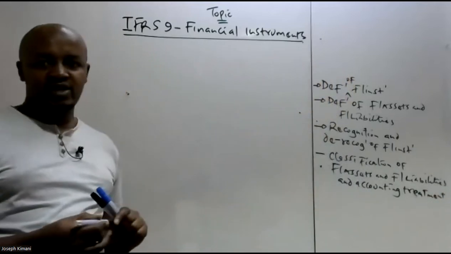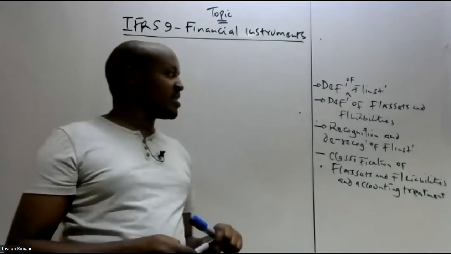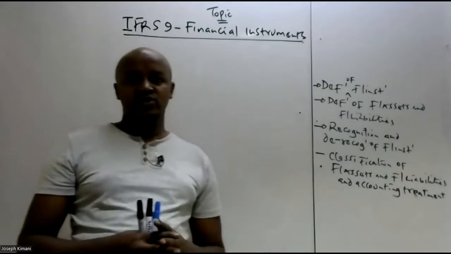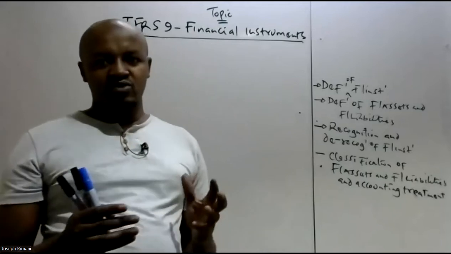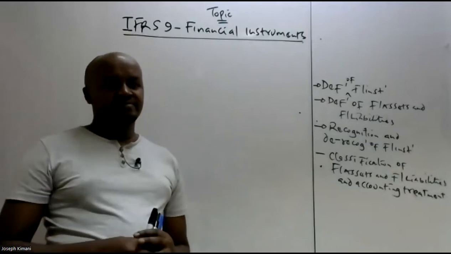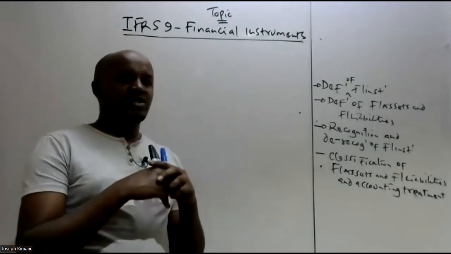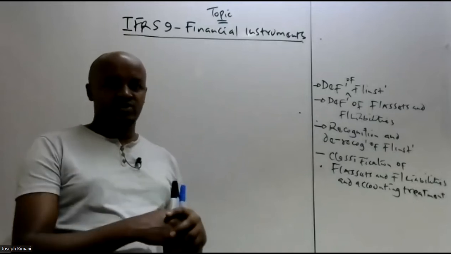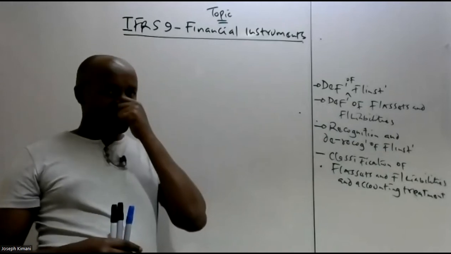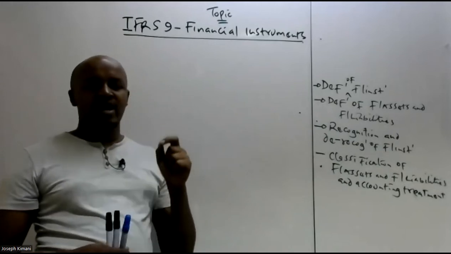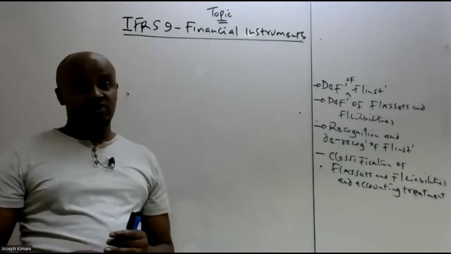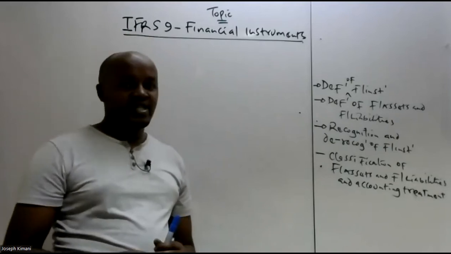So by the end of the day, once we are through with this topic, these are a number of things you should be able to know. You should be able to tell what a financial instrument is, define what a financial asset and a financial liability are, and know when the company should recognize a financial instrument in its books of account. Then there is derecognition, which is a process through which a company removes from its books of account a financial asset or a financial liability which was previously recognized.